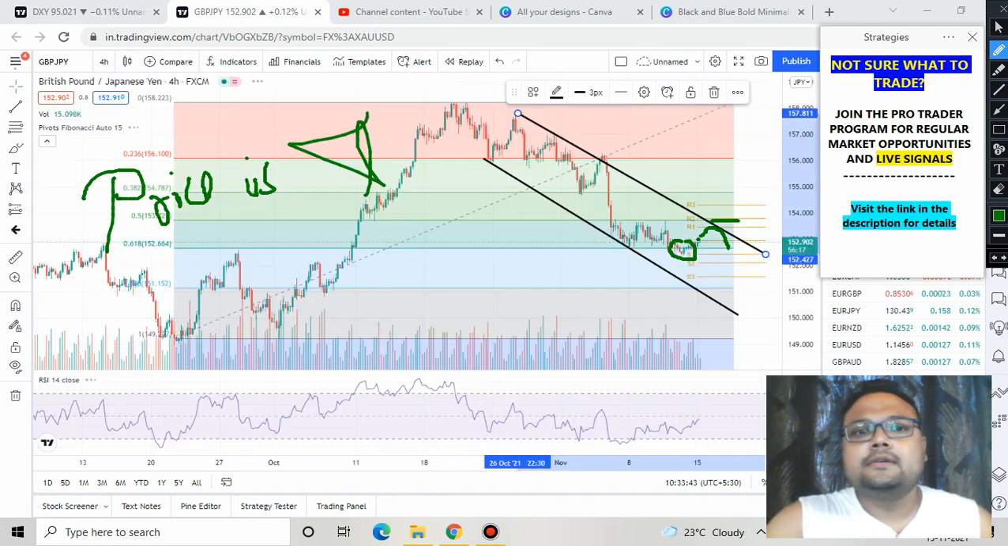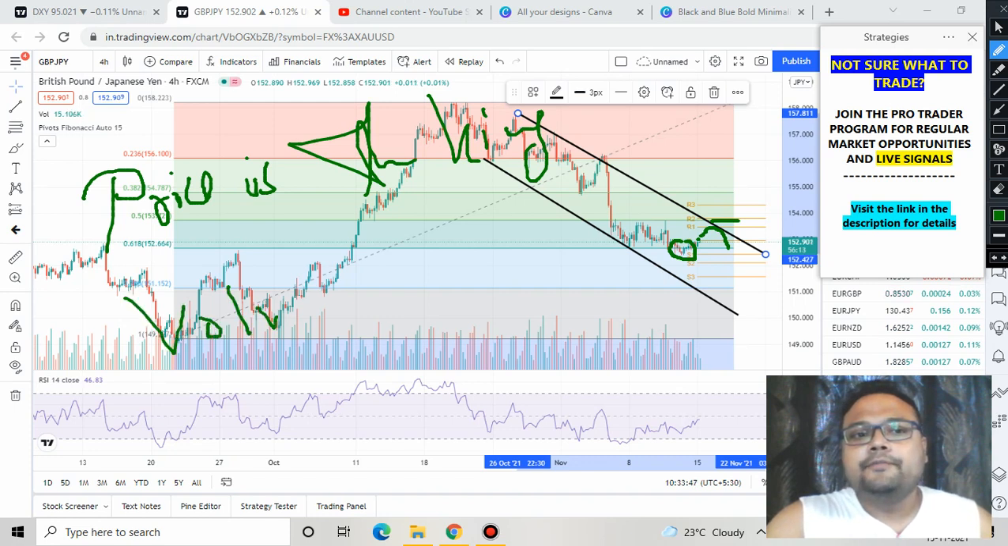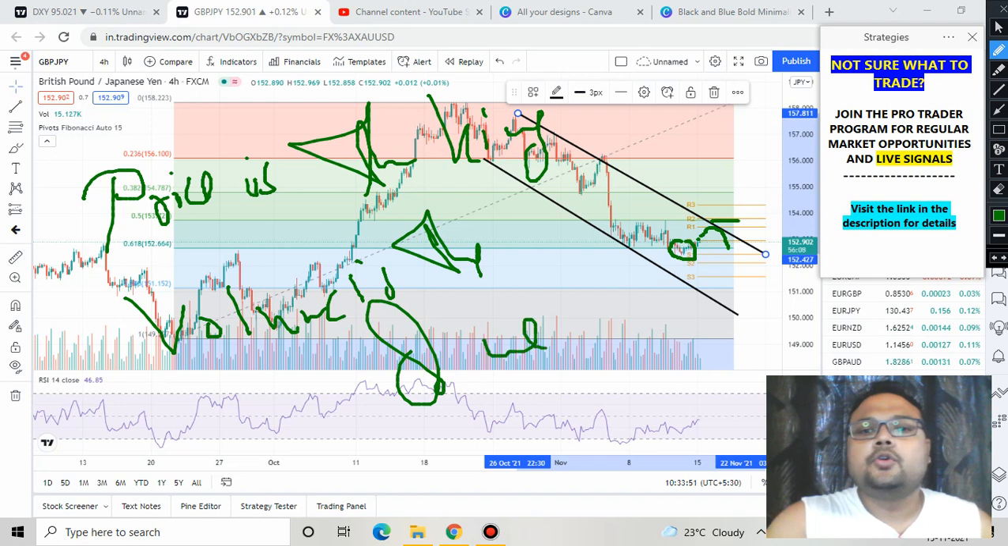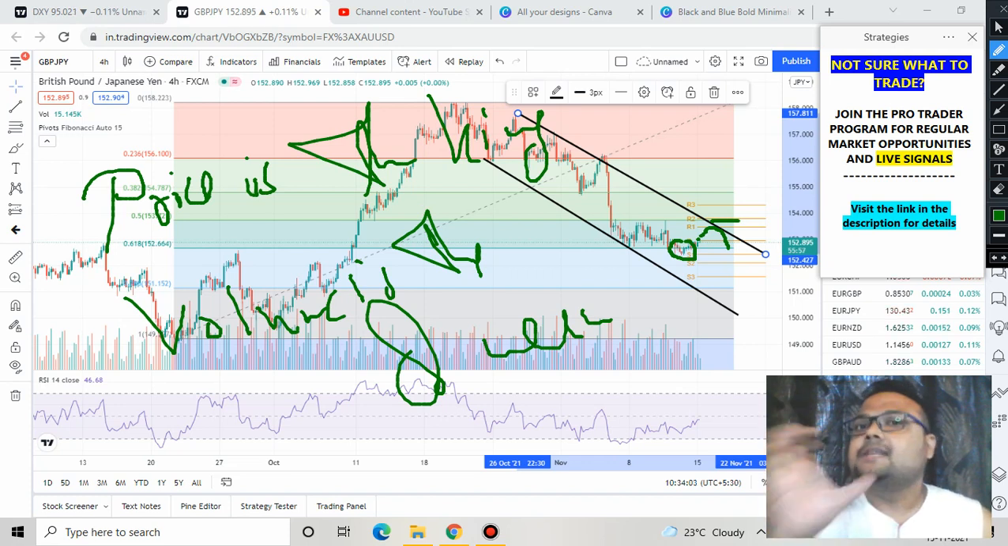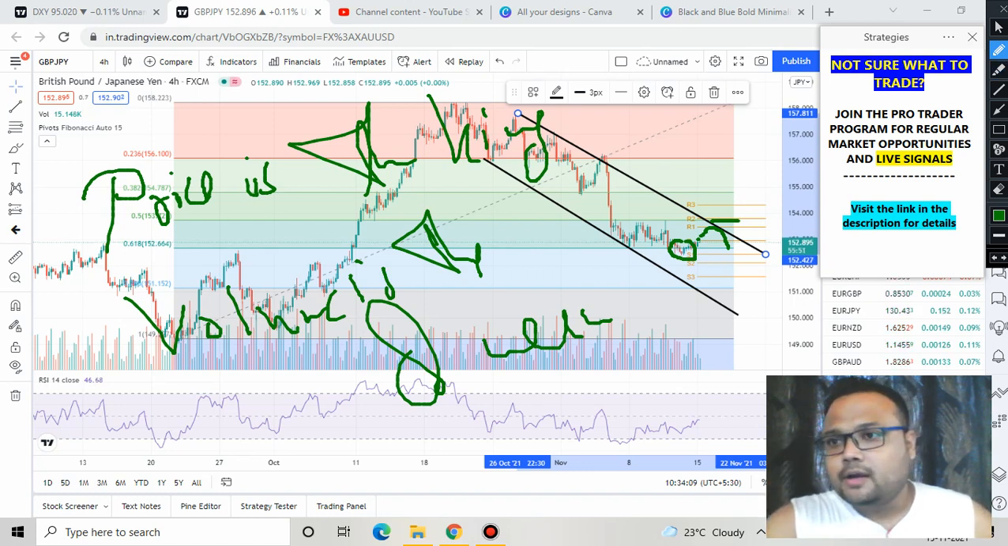Always keep in mind, my dear friends, if price is the king, then volume is the queen. So if you are looking for a breakout or a breakdown, then you should have the support of volume. The market should have the support of volume. Unless the price has the support of volume, you cannot consider it as a breakout. It is a false breakout.